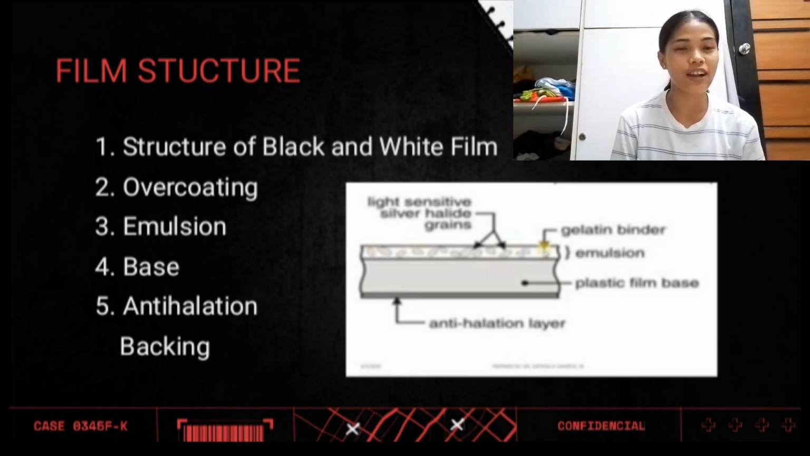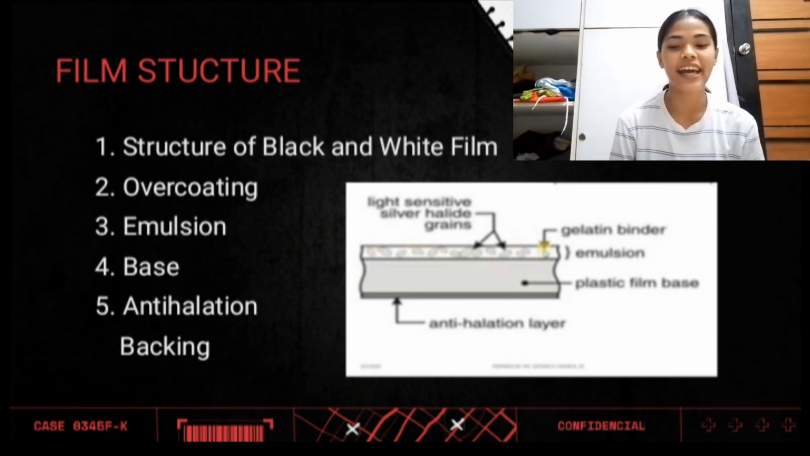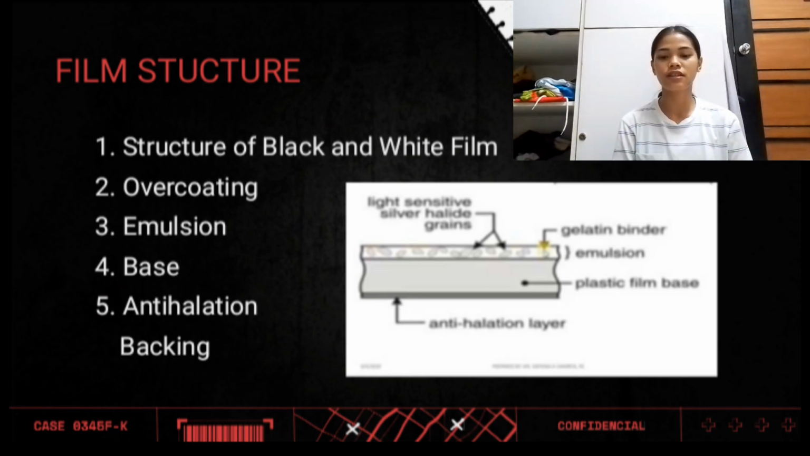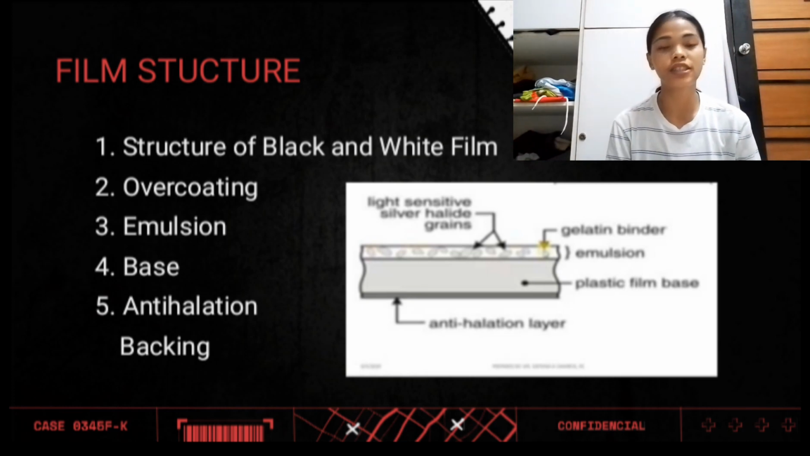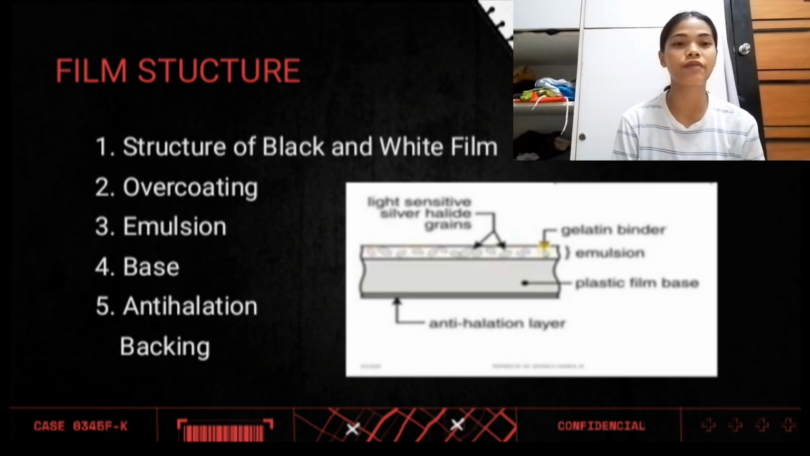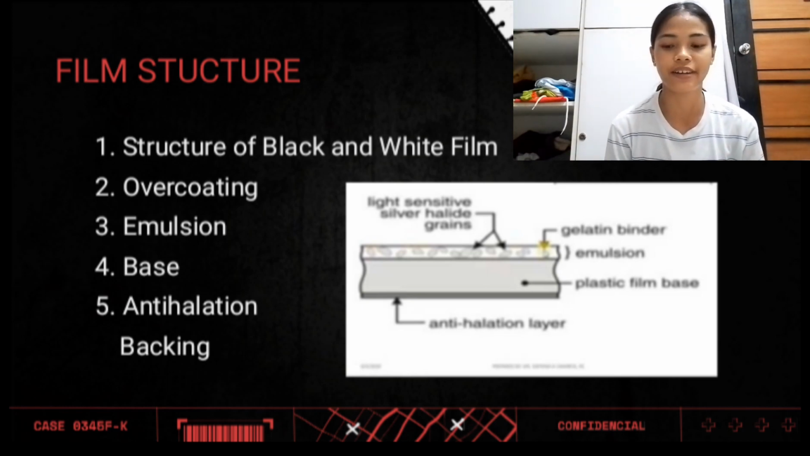They are as follows: overcoating, anti-halation backing, and non-curl coating. The overcoating protects the film from friction, scratches, or abrasion before development. The overcoating is a clear gelatin layer that is sometimes called the anti-abrasion layer.